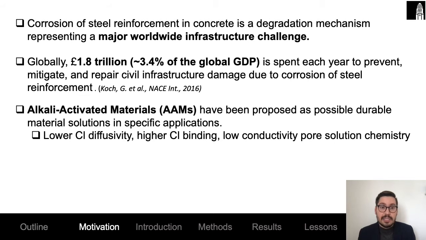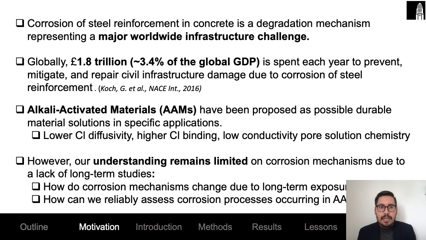Alkali-activated materials, or AAMs, have been proposed as possible durable material solutions that can be part of a toolkit of concrete technologies. The aspects that make these materials interesting from the durability perspective are that they tend to have a lower chloride diffusivity, higher chloride binding, and low conductivity in their pore solution. Of course, these aspects and material properties depend on the formulation of the alkali-activated materials.